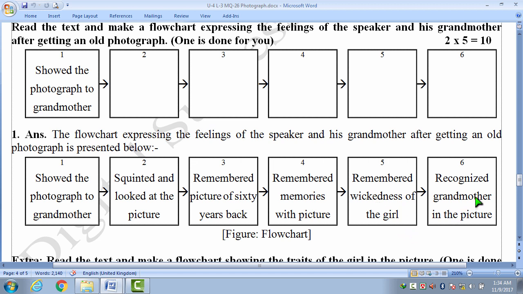In the sixth number box we have written recognized grandmother in the picture. ছবিতে দাদিকে চিহ্নিত করতে পেরেছে স্পিকার। সো আমরা লিখেছি recognized মানে চিহ্নিত করতে পারা, recognized grandmother in the picture. So at first we have given a heading, then we have written the information from the passage following predicate style, and in the third stage we have written caption. So our answer is okay.